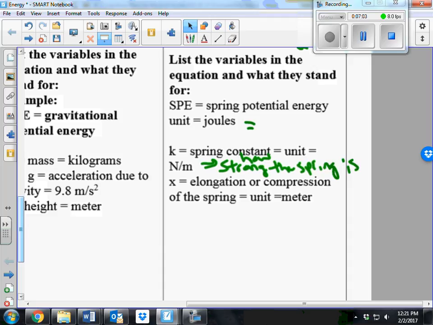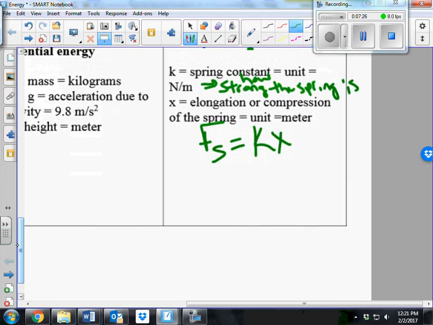Now, typically, most problems say, hey, what's the spring potential energy? And they say, hey, I pull the spring with a certain amount of force, and here's my distance, and sometimes they don't give you a k. So in this case, we use something called Hooke's law. And this guy Hooke basically demonstrated that the force of the spring is directly proportional to the spring constant and how far the spring stretches or compresses.